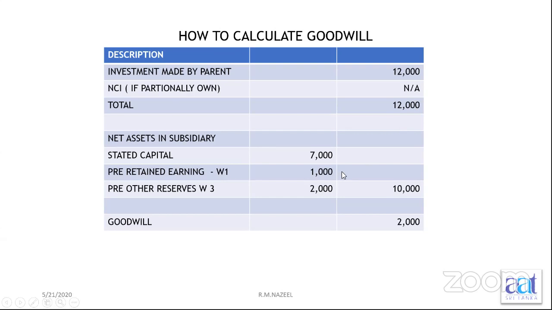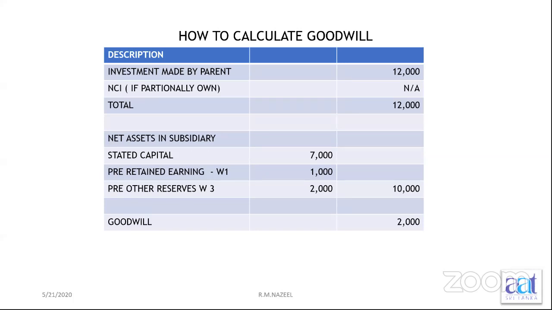Net assets: we know stated capital is 7,000. Pre-retained earning is 1,000, given in the question. And pre-general reserve, I have used the words other reserves, both have the same meaning, 2,000, right? So the net assets at the date of acquisition, see the word net assets, is 10,000 now. Earlier it was 7,000. Now it is 10,000. So the net assets at the date of acquisition represent stated capital and pre-retained earnings. Net assets is 10,000 rupees. So therefore the goodwill is how much? 2,000 rupees.